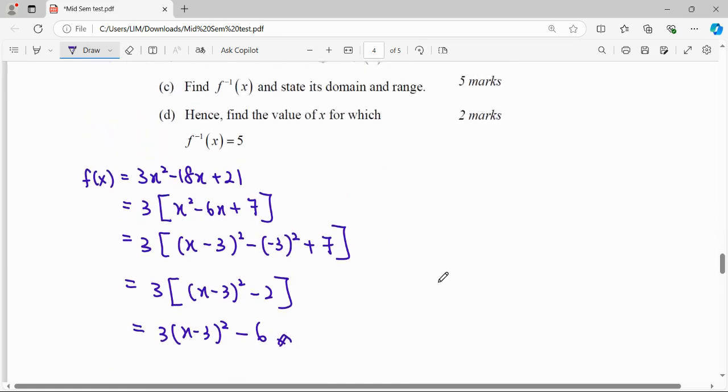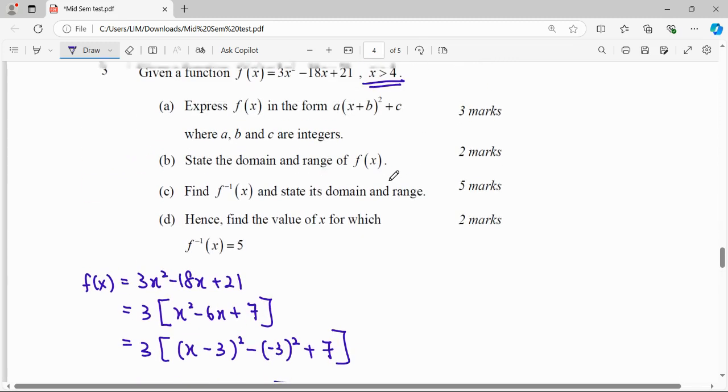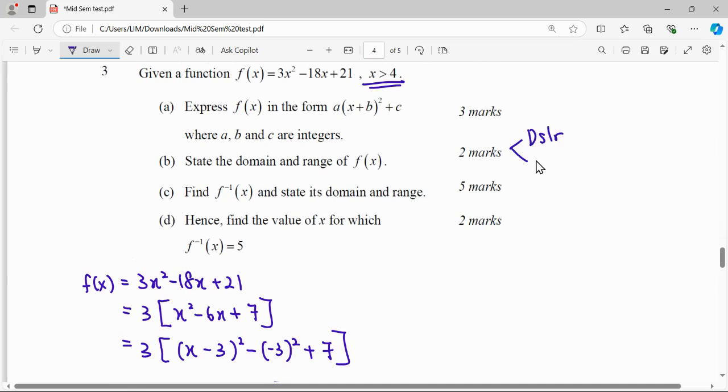Therefore, we continue for the part B, state the domain and range. So state the domain and range, normally we will use domain and range.